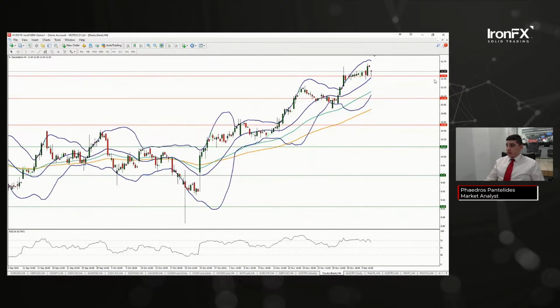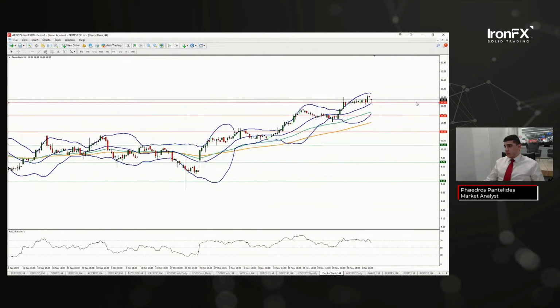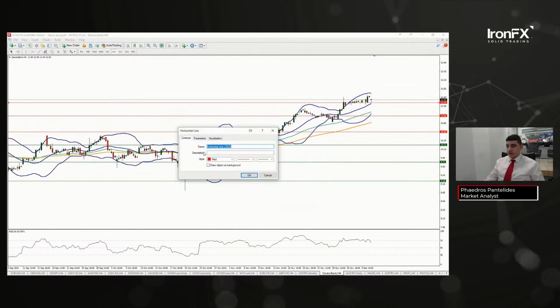Deutsche Bank, finding it actually broken above R1, R2, and R3. So these are essentially resistance and support levels. So bullish for Deutsche Bank.